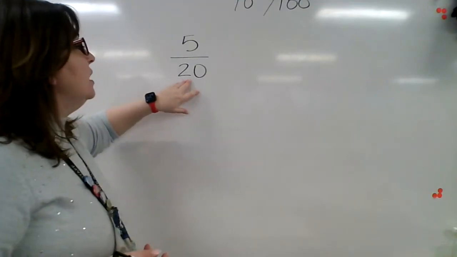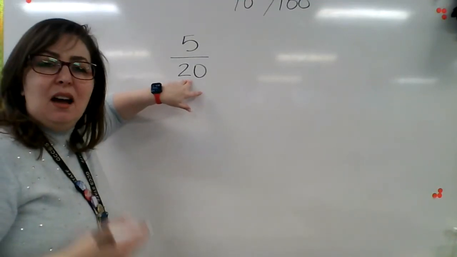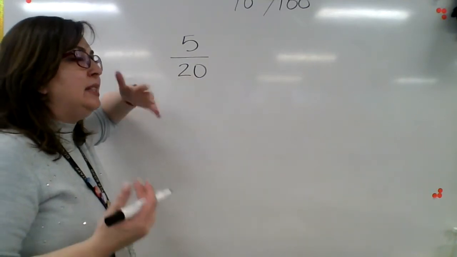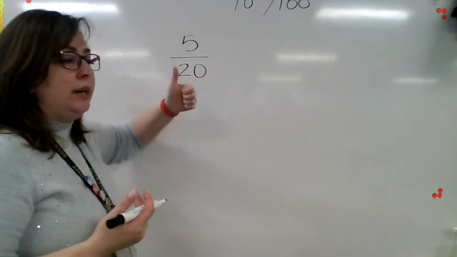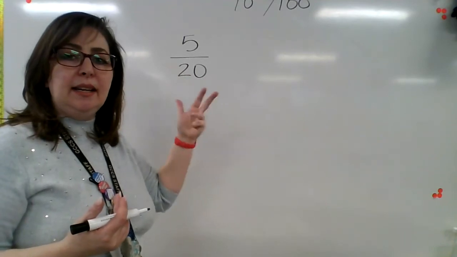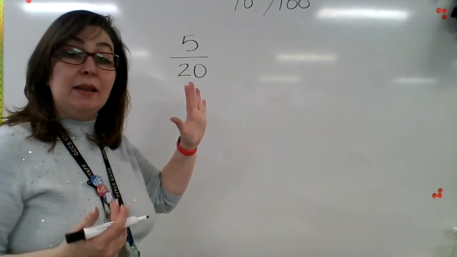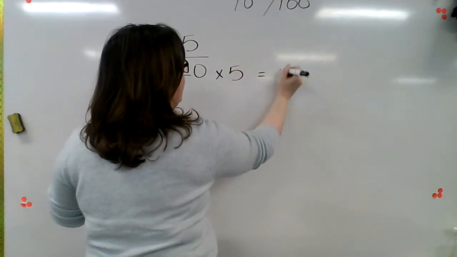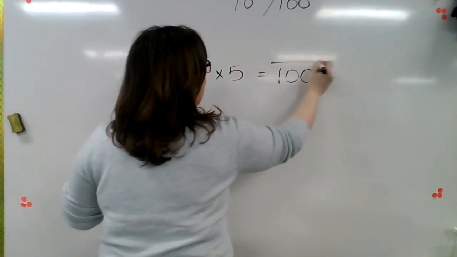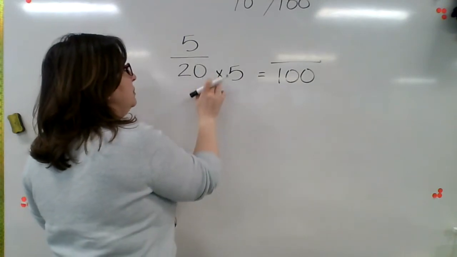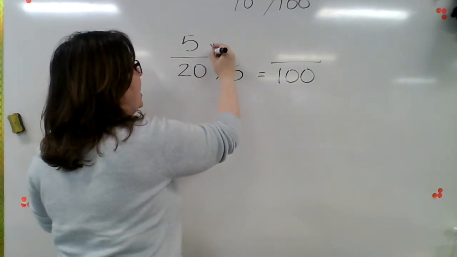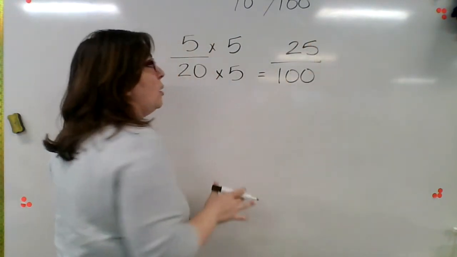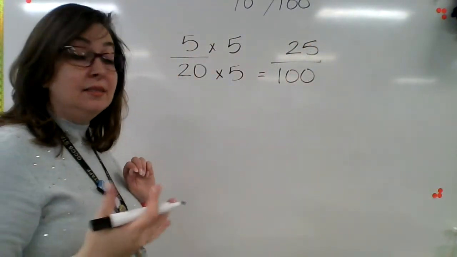So I think to myself, how many 20s are in 100? Well, if I count by 20, how many times do I count to get to 100? 20, 40, 60, 80, 100. 5 times. So I am going to multiply that by 5, and I'm going to get 100. So I do the same to the top that I did to the bottom. 5 times 5 is 25. So I'm left with 25 hundredths, right?